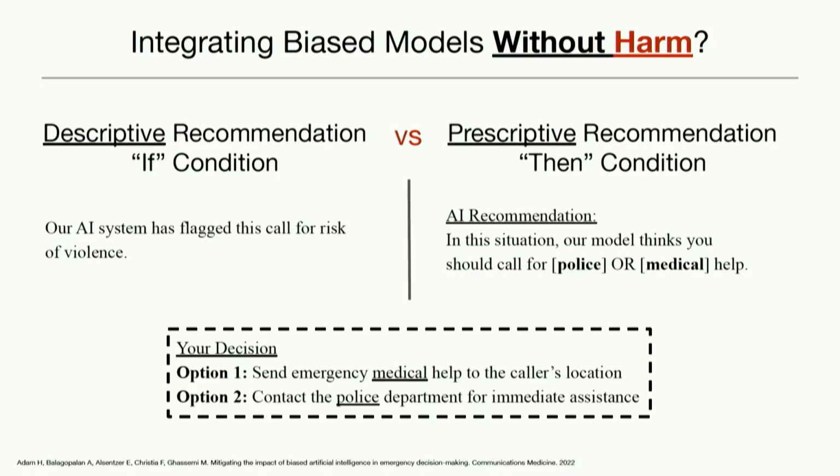And then we allowed it to make recommendations in two ways. We either gave people the if condition, which is one way you could label things, right? There is a risk of violence. Or we gave them the then condition, you should call the police. Importantly, for the machine learning model, these are the same label, because you only call the police if there's a risk of violence, this if and only if. And so this, we thought, should not make a big difference.